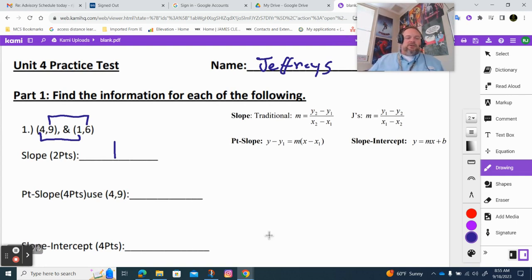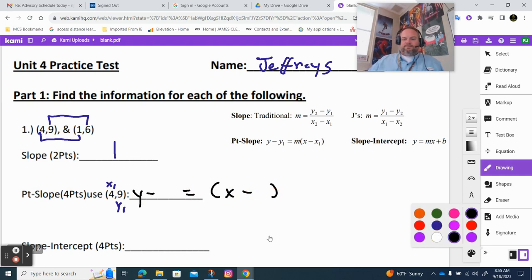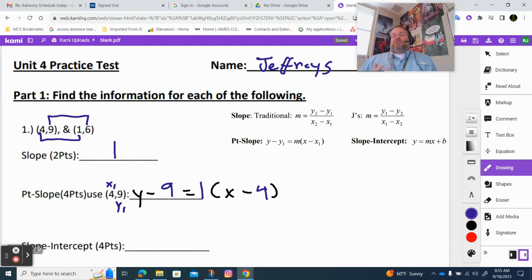Now, point slope using this. So this is our x1, this is our y1. All we have to do is plug this in. So our y1 is 9, this is 1, this is 4. I'm actually telling you what points to plug in for your x1, y1. Somebody is going to mess that up.